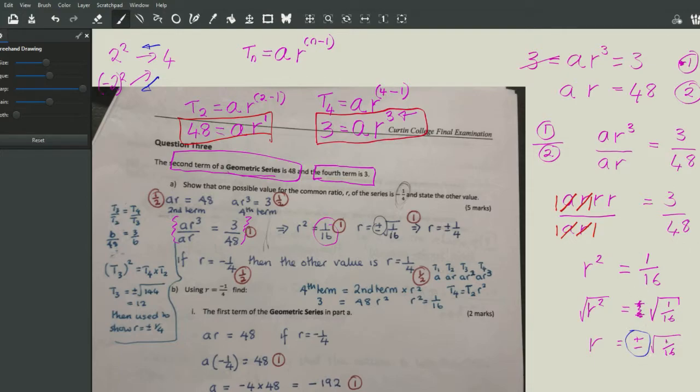Okay, so if we take the square root of 1 over 16, feel free to use your calculator or square root the top and the bottom, we will get r equals plus or minus, we don't know which yet, 1/4. I'll put that in brackets. We need to write both of these down, and then later on, if you know which one it is, you can cancel one of them out. So we've shown that one possible value, r equals positive 1/4 or negative 1/4.